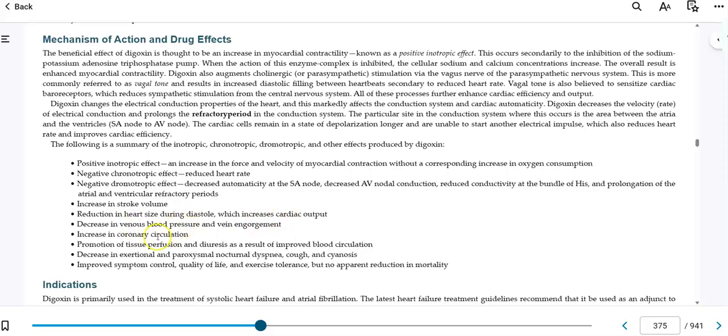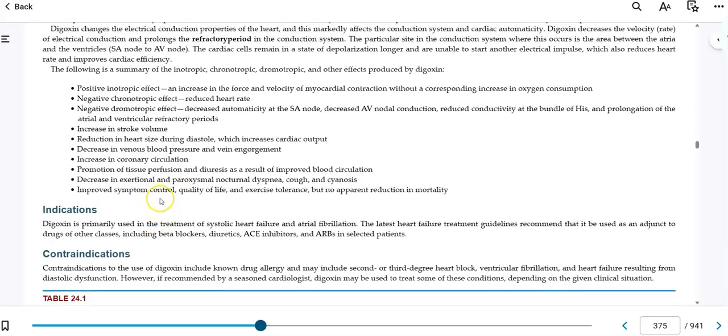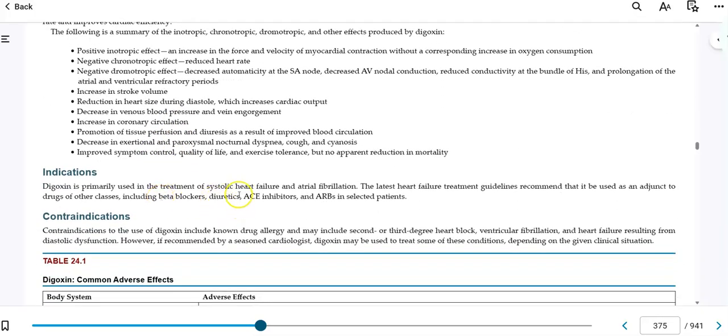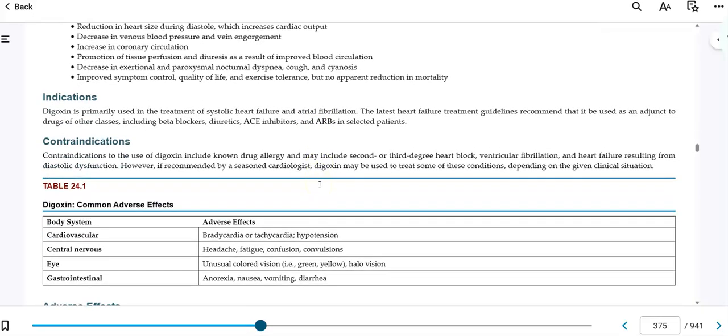Digoxin decreases my venous blood pressure and increases coronary circulation, so lots of good things with digoxin. We use it for the treatment of heart failure and individuals in atrial fibrillation; you don't have to worry about systolic blood pressure. It's contraindicated with drug allergies, second or third degree block, ventricular fibrillation, or if there's a diastolic problem.